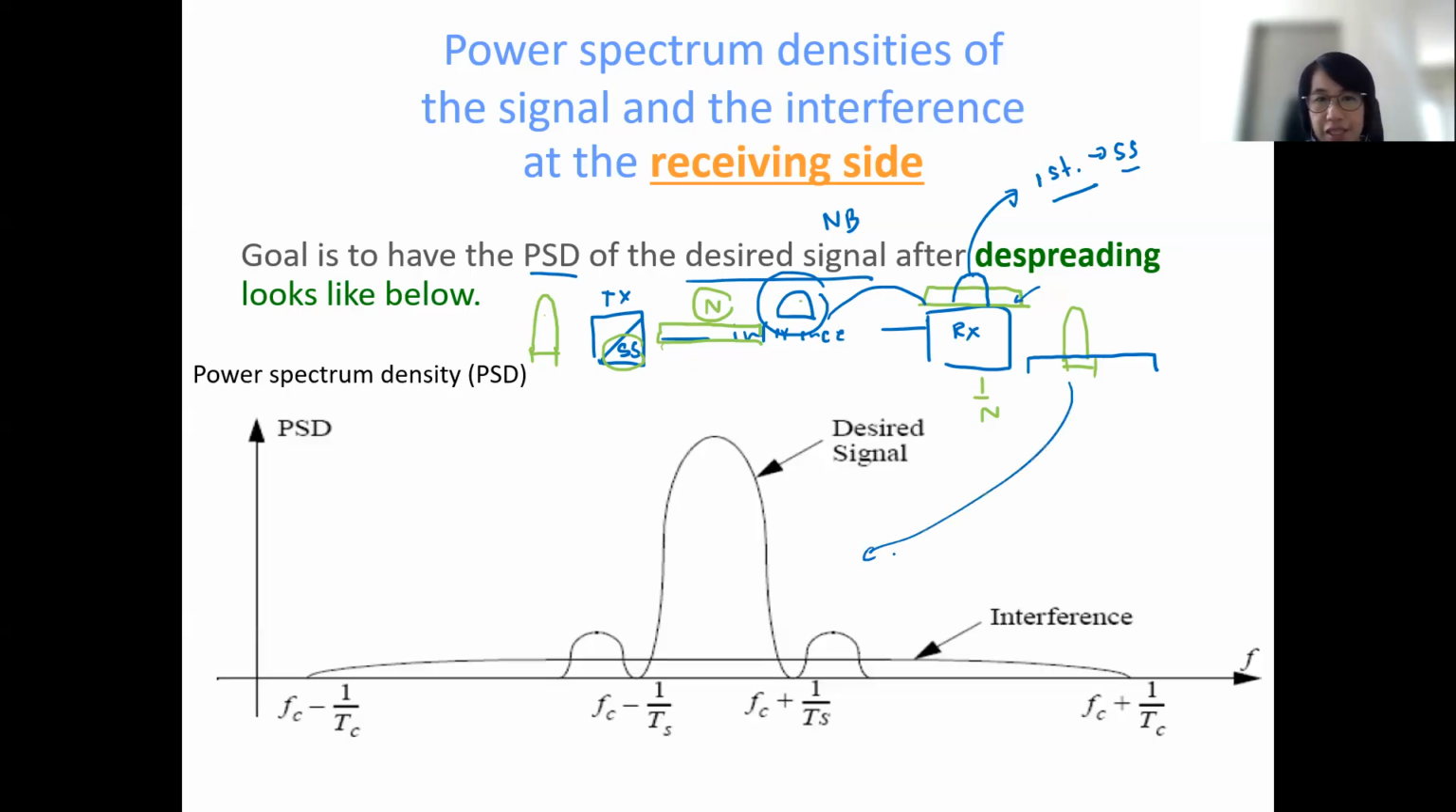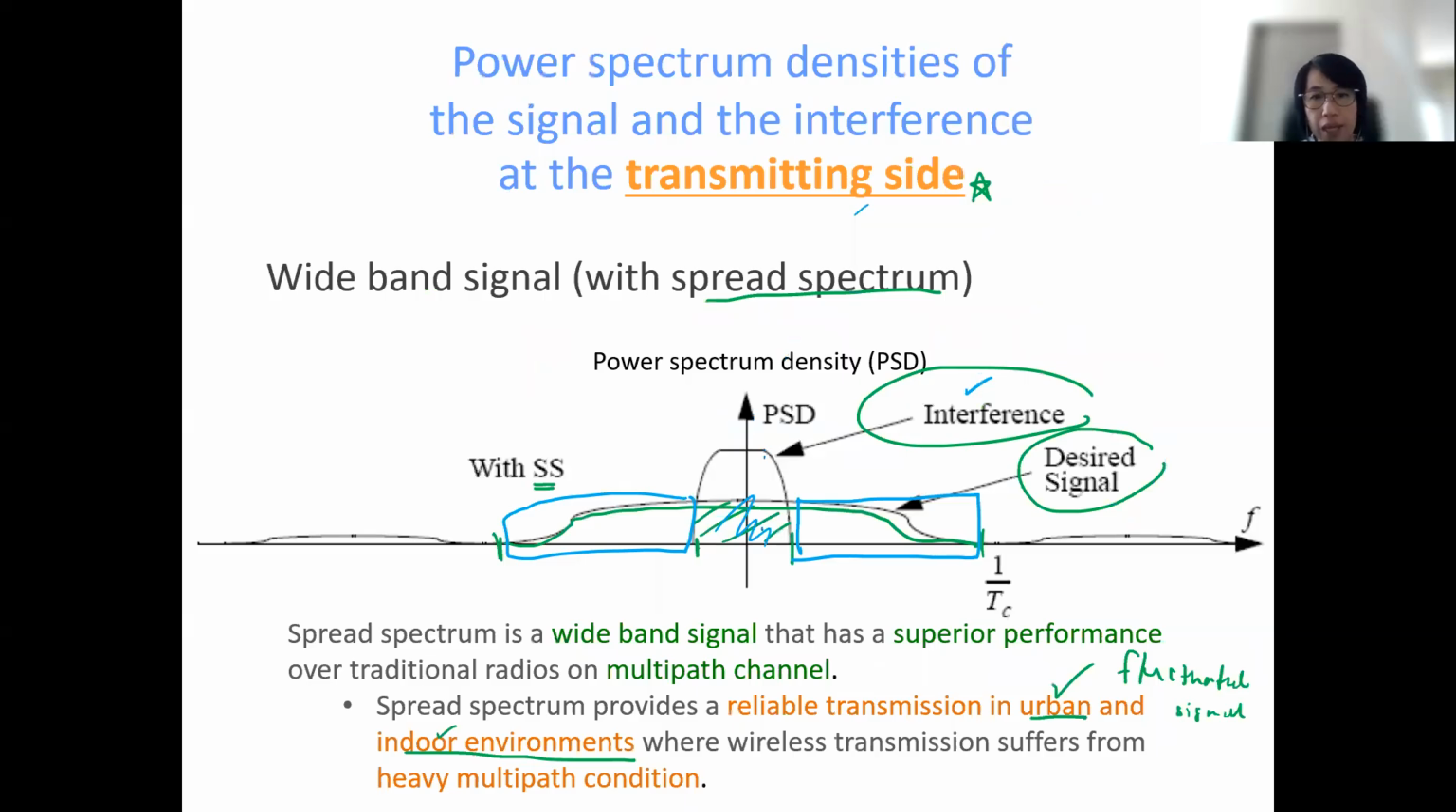If you calculate the signal to interference ratio here, what you get is very high. The power of the signal is here and the power of interference is here, and compared to the system without the spread spectrum, you will get a higher ratio. You get my point? This is the benefit of doing the spread spectrum.